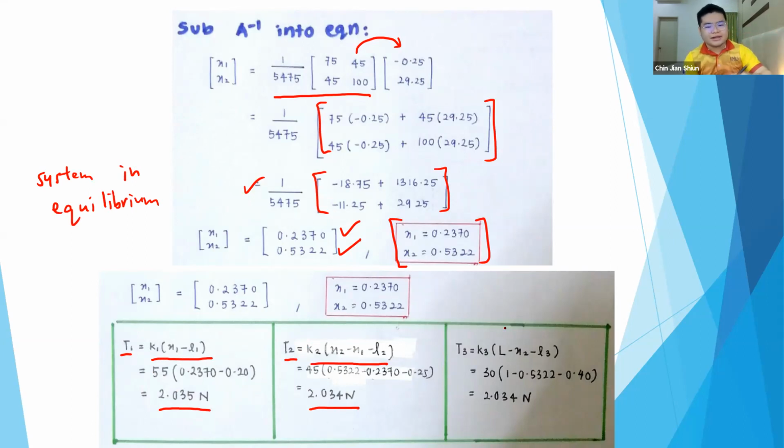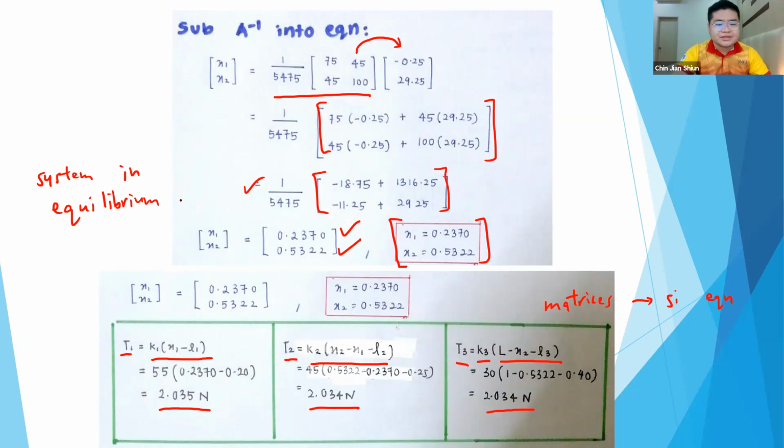The formula is all at the front. So the third tension, K3 times (L minus x2 minus L3), we get 2.034. As you can see, we almost get the same tension. In real life, it is supposed to be the same tension for all three springs as the springs are in equilibrium. So with this, we have completely solved the problem of the tensions just by using matrix formulas to represent our simultaneous equations. So the question is finished.